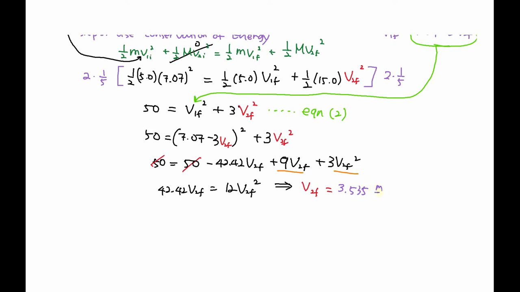Okay, strategy is just divide by the same. You do know that zero doesn't count. You can have zero in our calculation, so you can ignore it. And then you just have to divide by 12 on both sides, and you get 3.535 meter per second. So we are only done up to part 3.